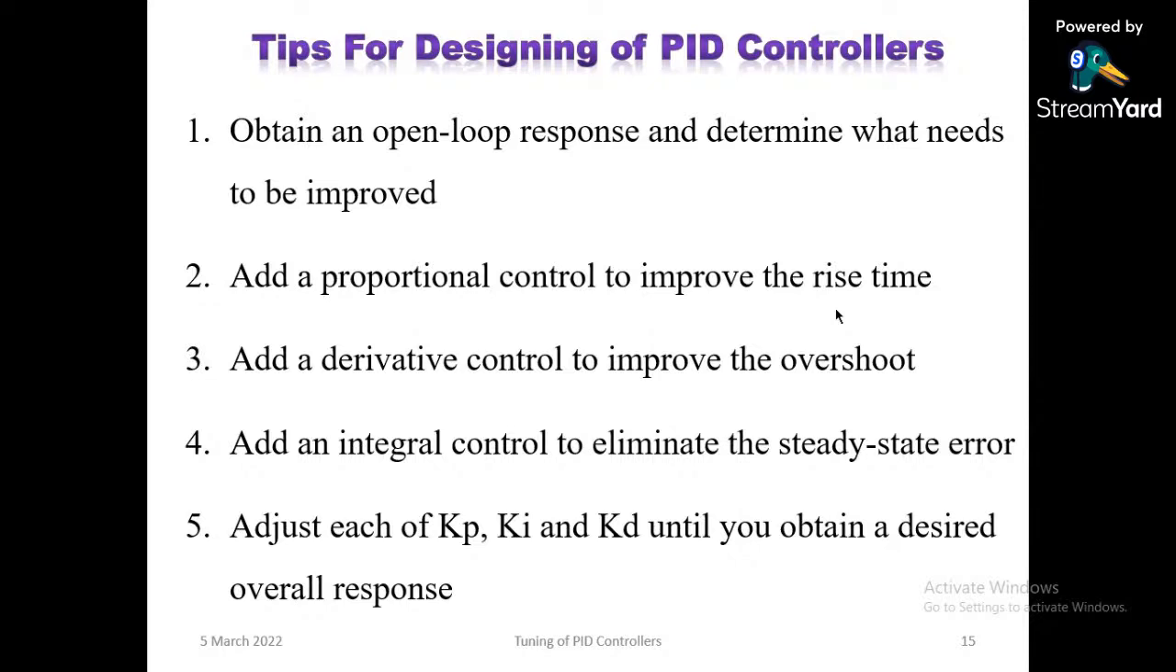Then it is: add a proportional controller to improve the rise time. Then add a derivative controller to improve the overshoot. And add integral controller to eliminate the steady state error. Now you need to adjust each value of KP, KI and KD until you obtain desired output response.